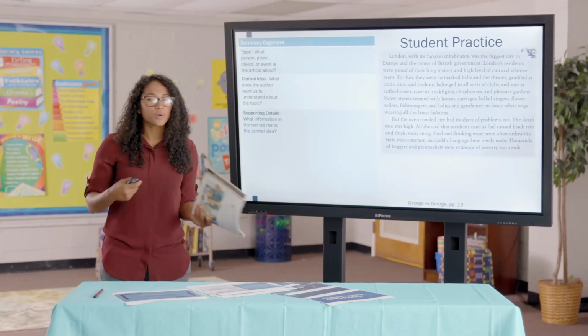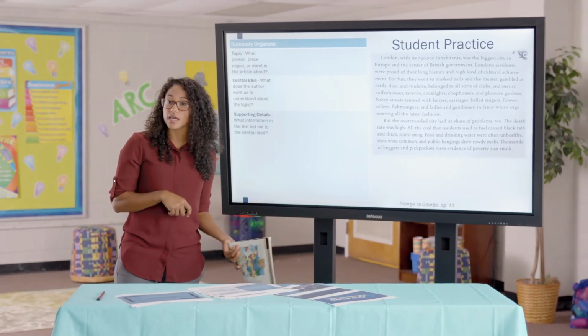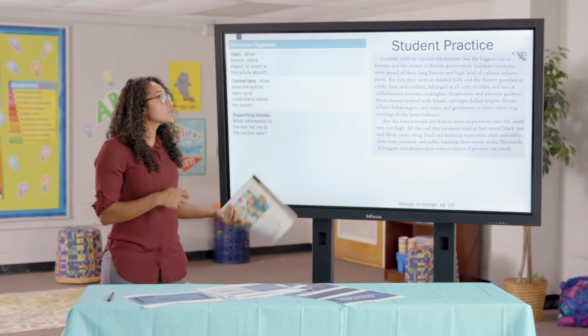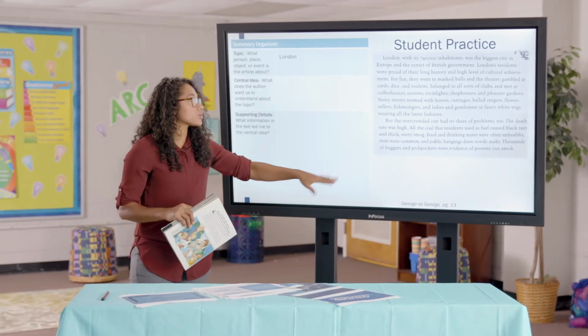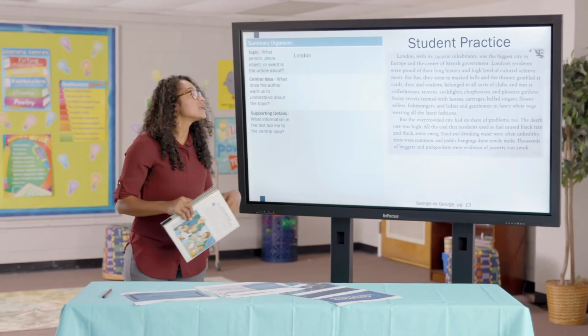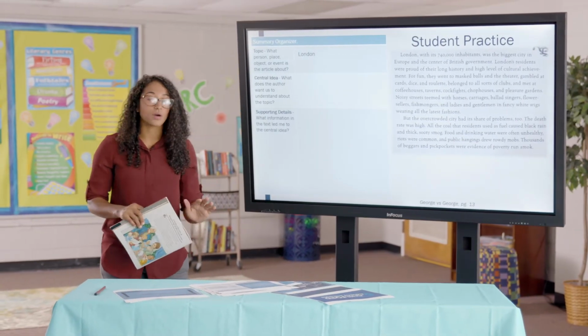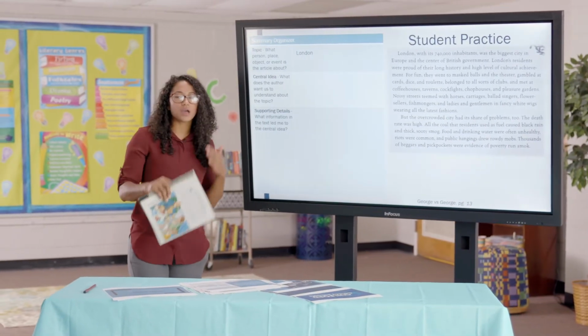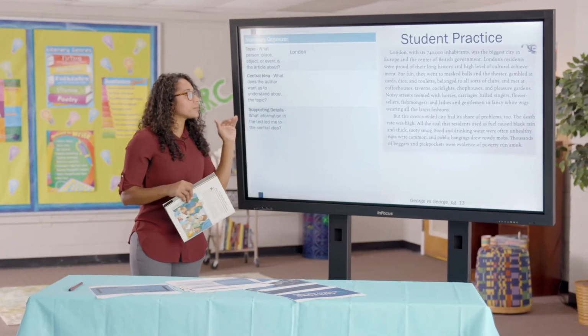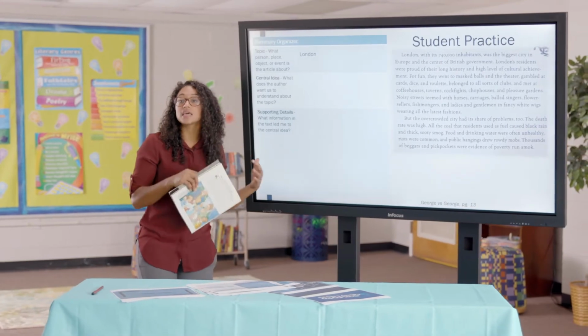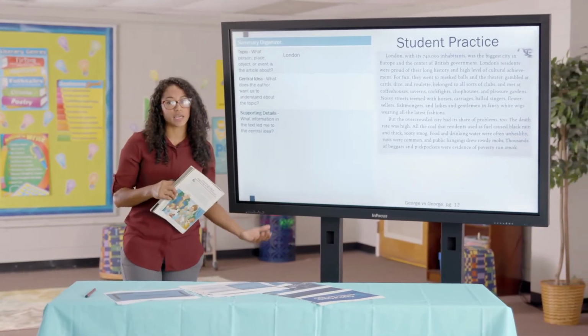While I was reading, were you able to come up with the topic of this section? You should have come up with the topic of London. This whole section was about the city of London. Take a second, pause the video, come up with the central idea. What is the author trying to get you to understand about London? And what pieces of evidence or what details from the text does the author use to get you there?